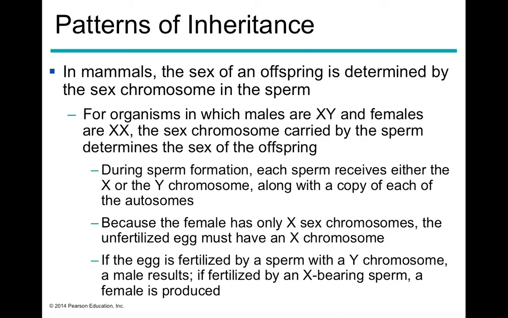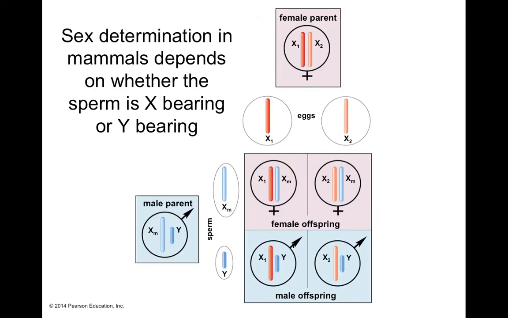All right, so again, males are XY, females are XX, and the sex chromosomes carried by the sperm determine the sex of the offspring. Why? Because, ladies, you can only give the X. So no matter what, you're giving the X. And men, you're either going to give the X or the Y. If you give the X in the sperm, an X-bearing sperm is going to create a female, and a Y-bearing sperm is going to create a male.